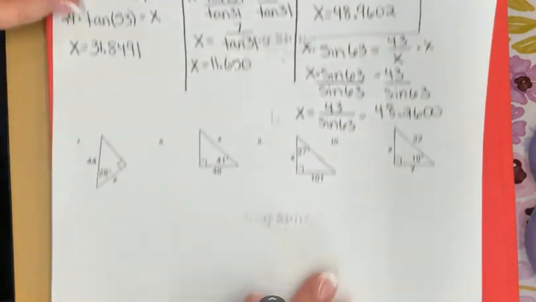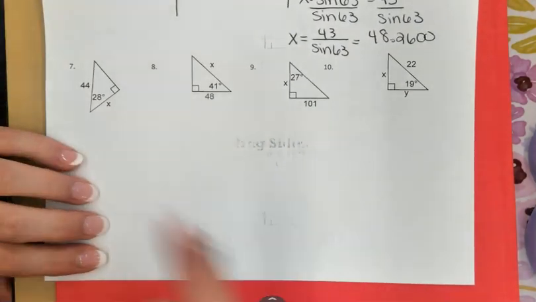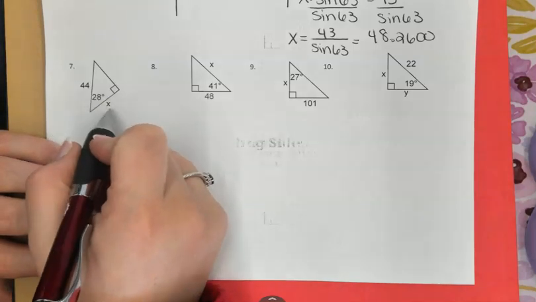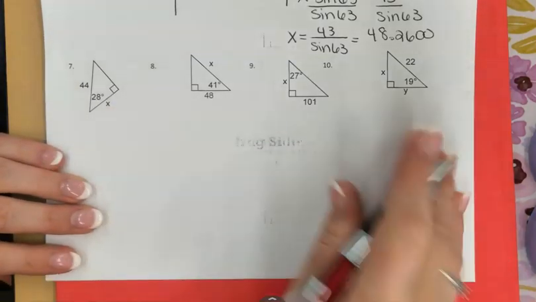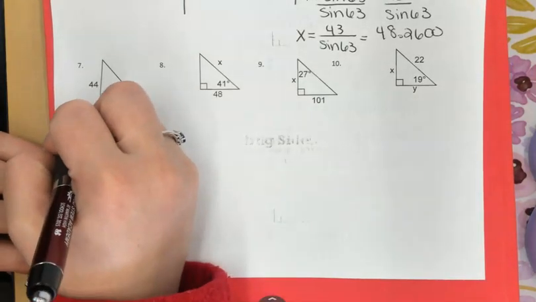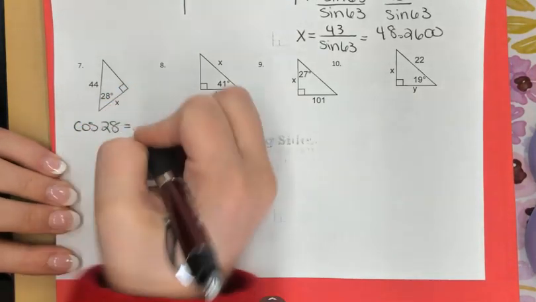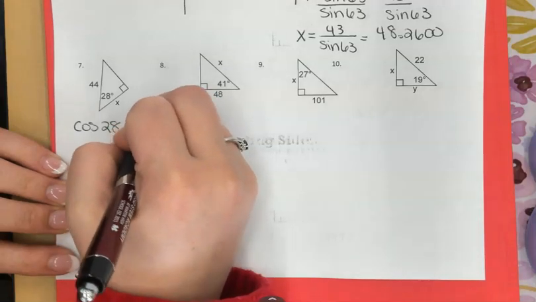Okay, moving on to that last row. On 7, my reference angle is 28. I'm looking for the adjacent and I'm given the hypotenuse. Adjacent and hypotenuse tell me to use cosine. So the cosine of 28 is going to be my adjacent divided by my hypotenuse.